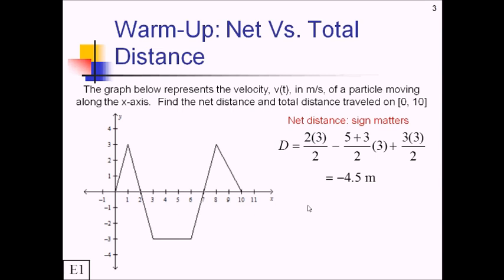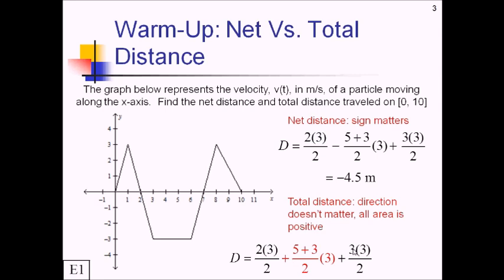Okay, so how does this differ from total distance? Well, with total distance, the direction that we're going doesn't matter. Like this spot down here where we turned around because we had a negative velocity, we don't care that you were walking the wrong way. All the area is treated as positive. So the only difference between net and total distance is we're going to make this middle term here positive. And then adding all this up now, we still have 3, but this is going to be plus 12 and plus 4.5 for a total of 19.5.